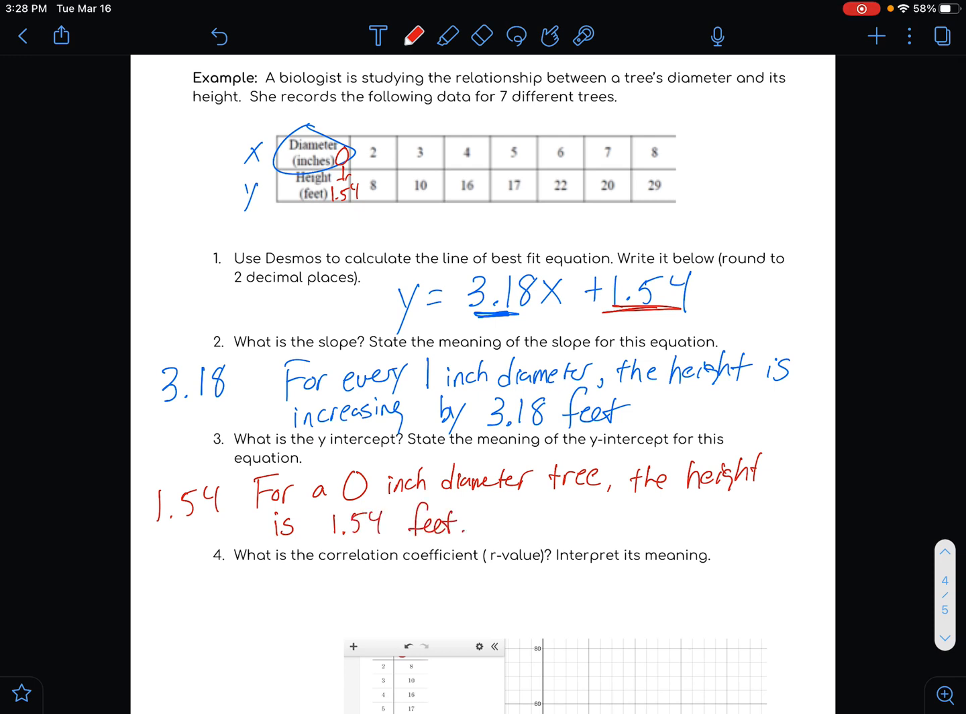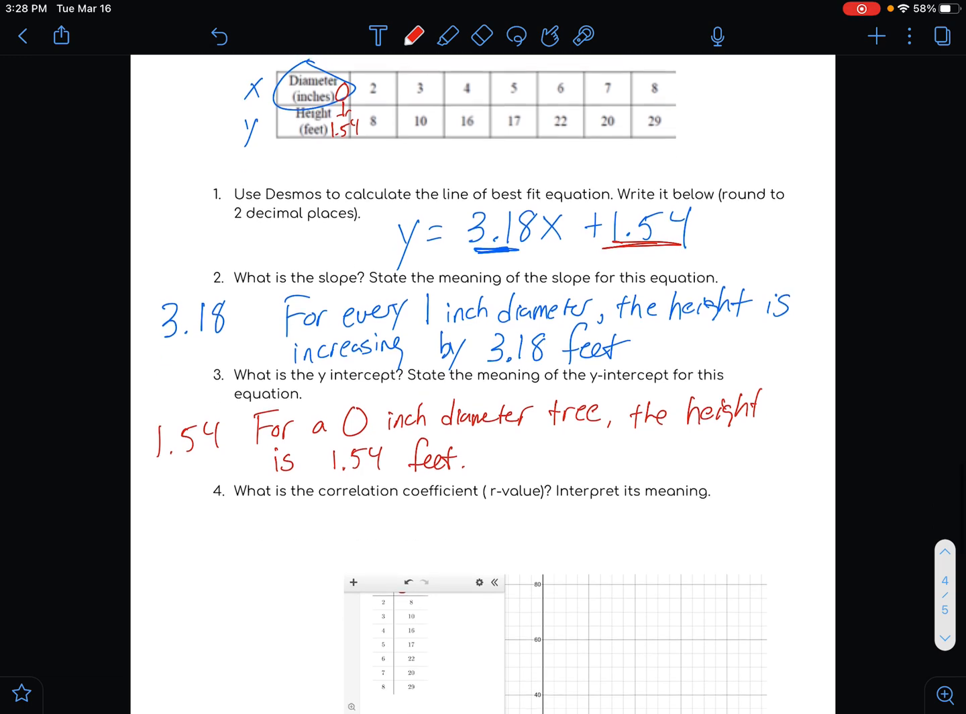All right, now that doesn't make a whole lot of logical sense. This is one of those extrapolating back to the y-intercept. A 0-inch diameter means that there's no diameter, so we're going to have at least some positive value for the diameter for it to have any height. So that doesn't make as much logical sense, but that's literally what it would mean.